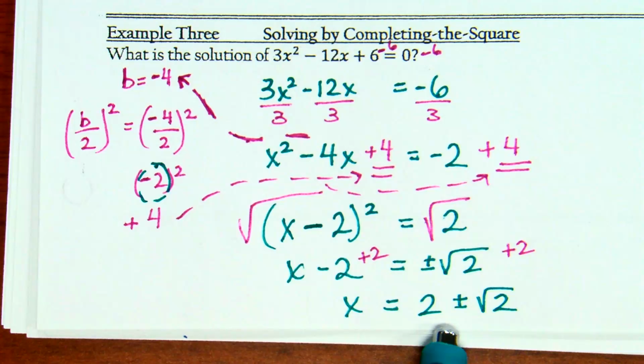Now, here's the question. Do I have 2 answers right here? 2 plus radical 2 and 2 minus radical 2. So I have 2 answers. It's just in this case, I couldn't actually take the square root of 2, so I left it in square root form. Sometimes you'll be able to, sometimes you can't.